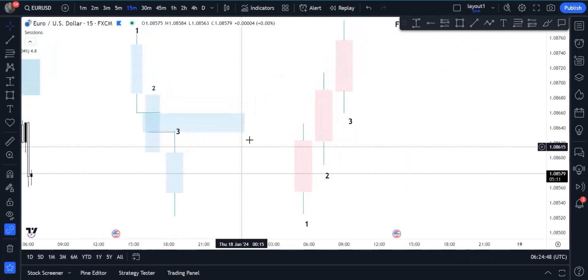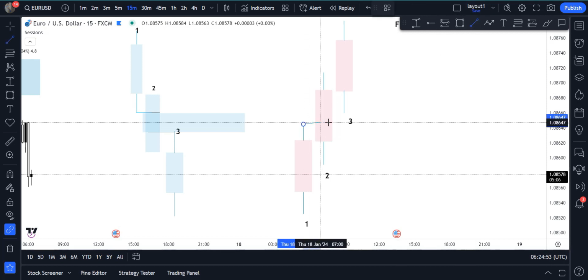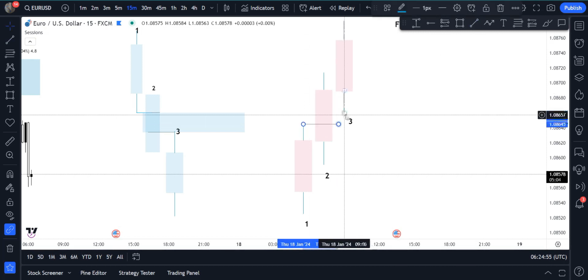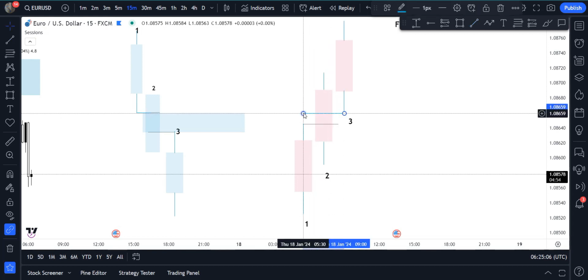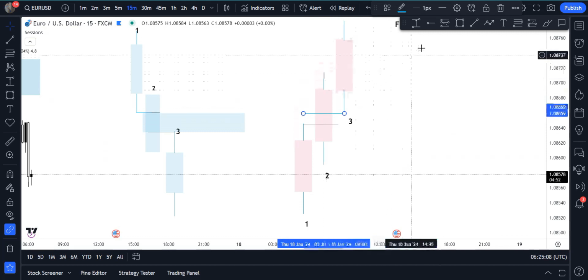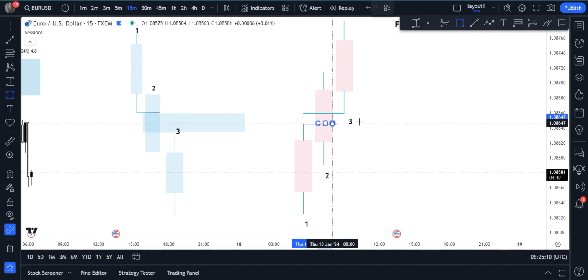The same case applies in the bullish market. As you can observe, we have the wick of this candle ending over here, and the wick of the candle over here also ending from this point. So as you can see, there's a pure gap between them. This gap is also considered a fair value gap.